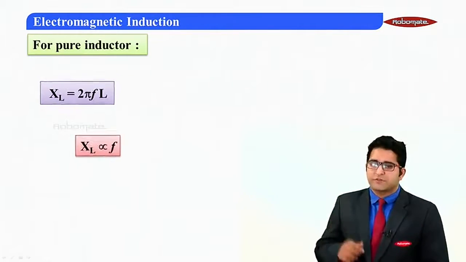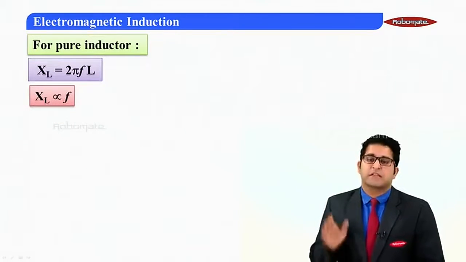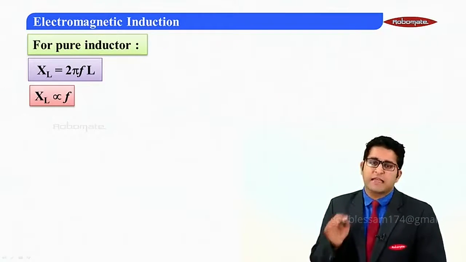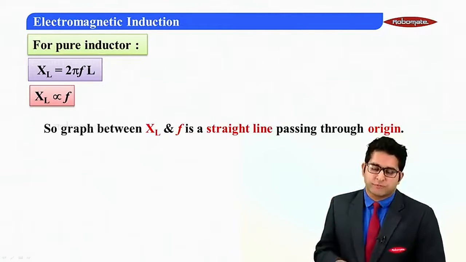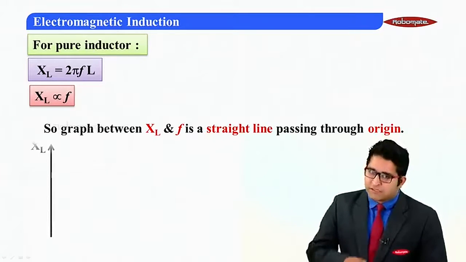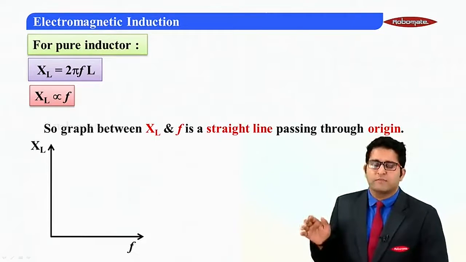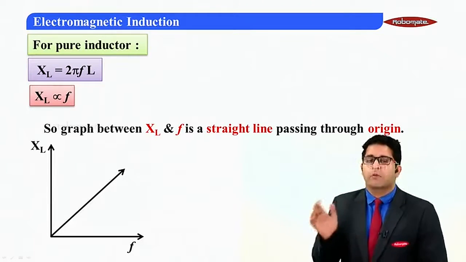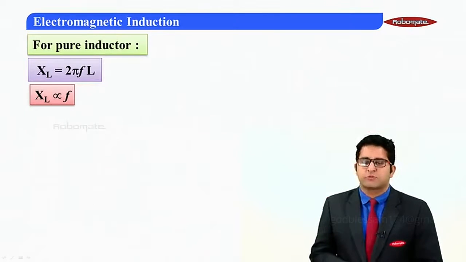Now let us take this further. As XL, the inductive reactance, is directly proportional to the frequency, the graph between XL and frequency will be a straight line passing through the origin. Let's say on the x-axis we mark frequency and on the y-axis we mark XL. The graph between them will be a straight line passing through the origin, because XL is directly proportional to F.